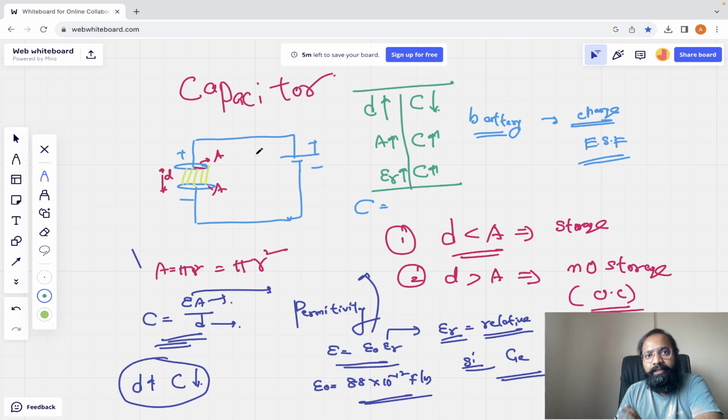So if you want to change the capacitance, you need to change any one of these three parameters: either epsilon, or the area, or else the distance between the two plates. Okay, fine.